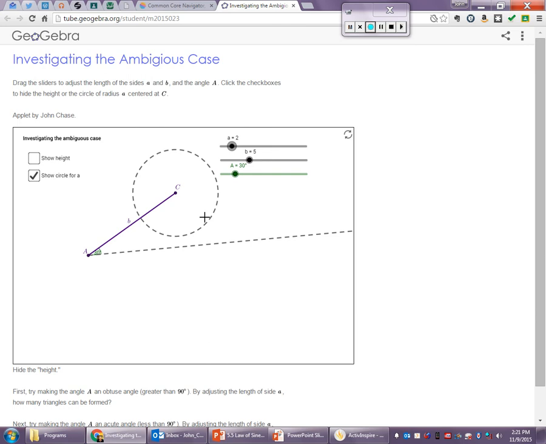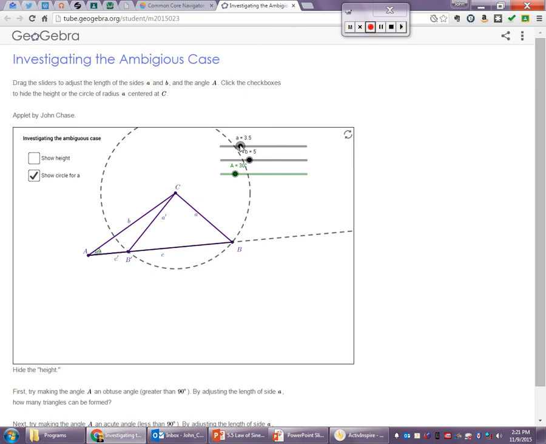So if A is 1 or 2, no triangle, but as soon as A is 2.5, bam, we have 1 triangle. If A is 3, then we have 2 triangles. Do you see them? If A is 3.5, we do too. So this is the ambiguous case. It could be either triangle. We haven't talked about the third case yet, or the fourth case.